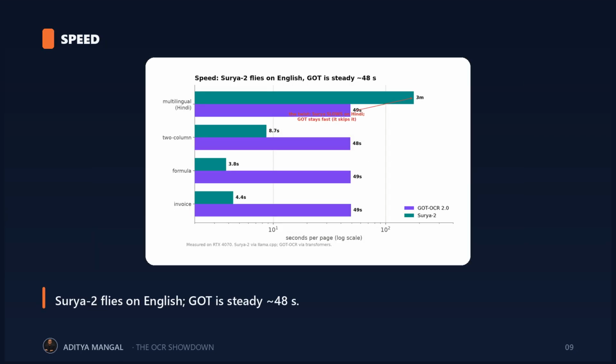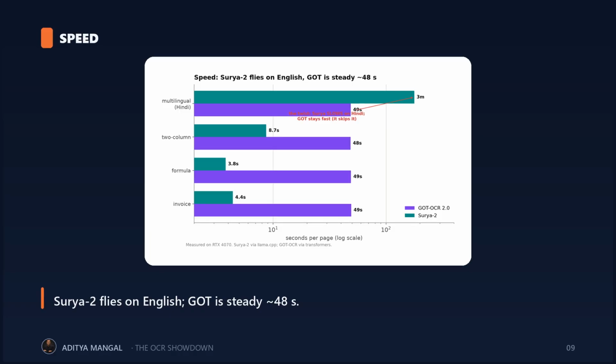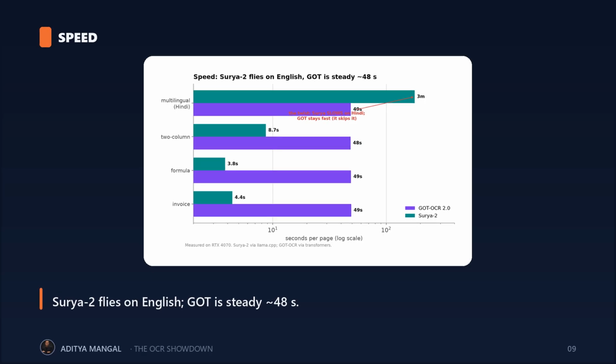On speed and memory, both are comfortable on 8 gigs. GOT-OCR is small and light. Surya-2 sits around 4.5 gigs and roughly 13 seconds a page warm. Neither is going to strain the card, and both are usable for real volumes. So the decision doesn't come down to resources. It comes down to what you need the output to be, which is where the twist lands.